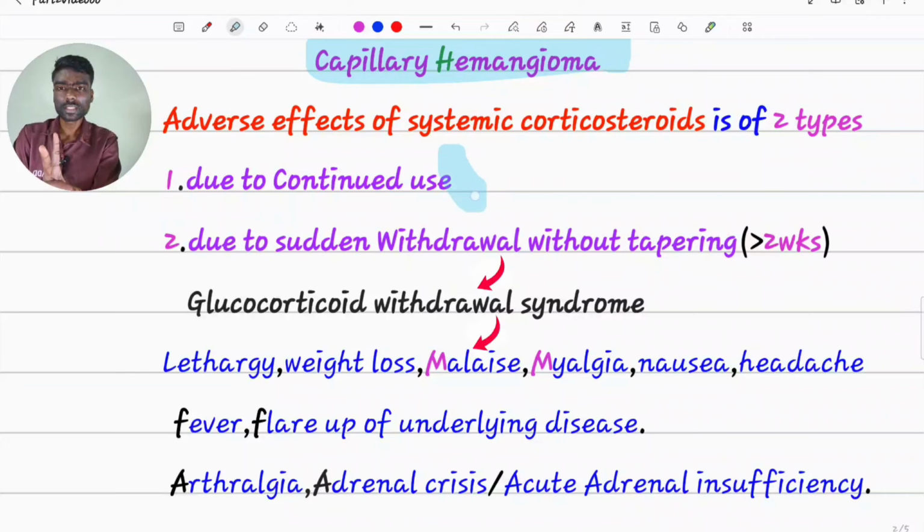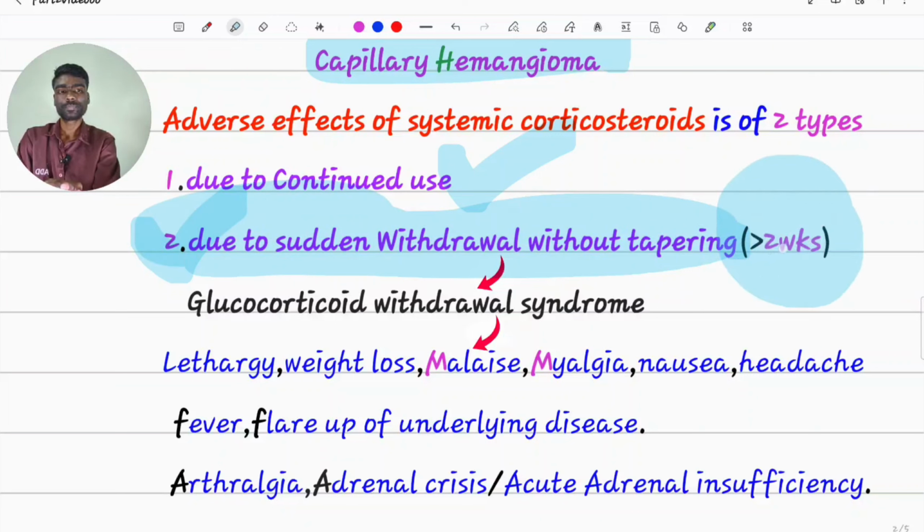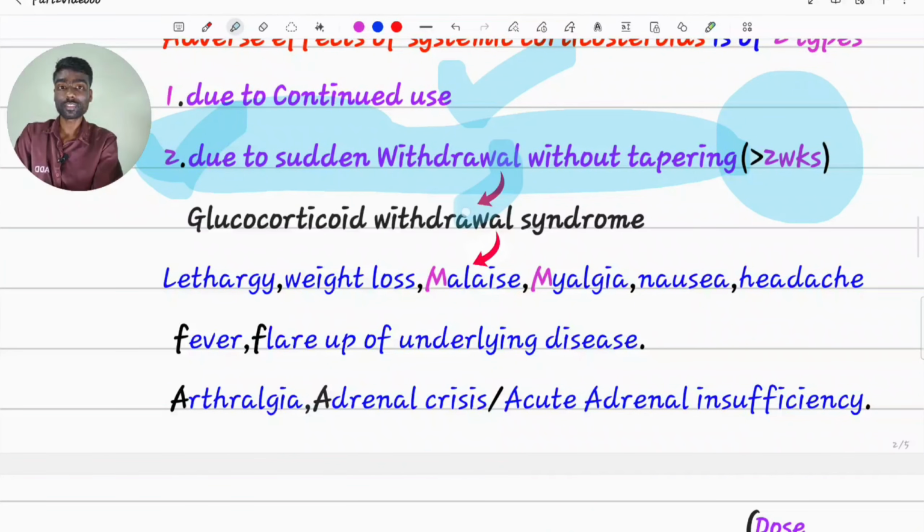One is because of continuous usage of steroids. Another one is due to sudden stoppage of steroid without tapering. This will occur only when the patient has been taking steroids for more than 2 weeks. For just a short course of systemic steroids, no need to taper the dose, we can abruptly stop the dose. But once if the patient took steroids for more than 2 weeks, we have to always taper the dose to avoid withdrawal side effects. What are those withdrawal side effects? It may lead to withdrawal syndrome called glucocorticoid withdrawal syndrome.